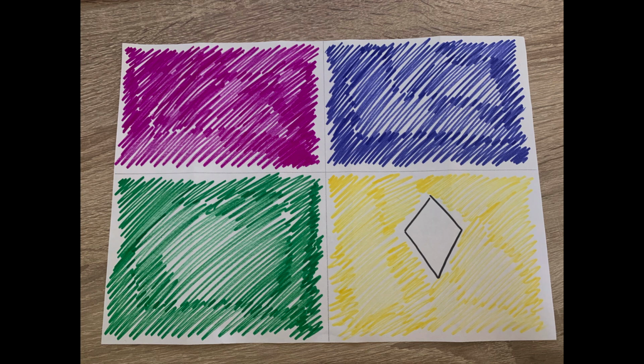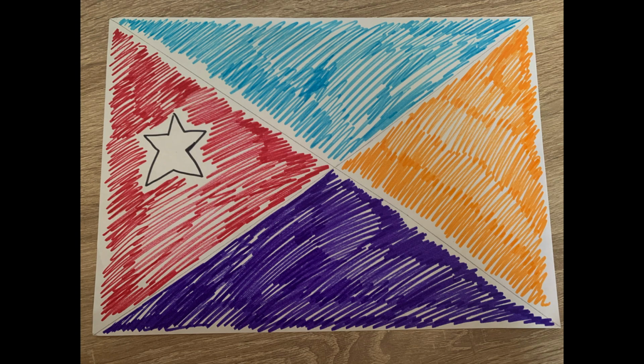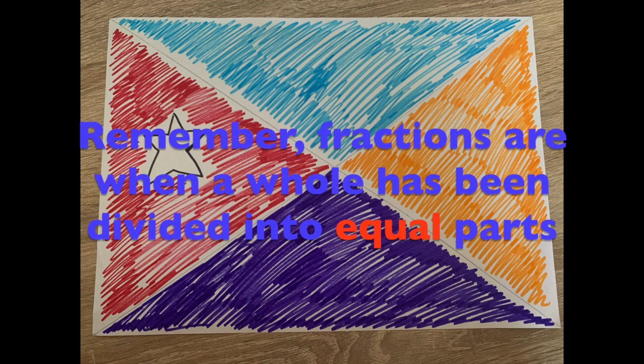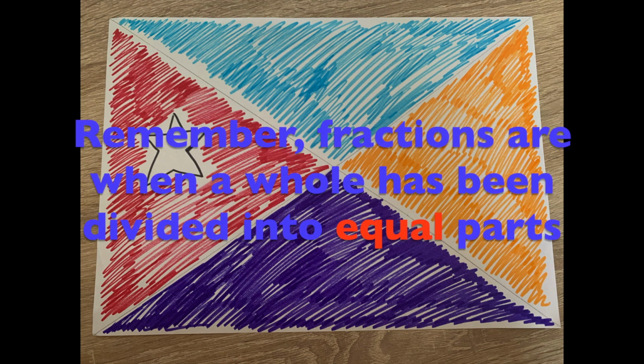Here are a couple of other flags that I made after the lesson, just to show you that you don't have to do horizontal or vertical stripes for your flag. You can also do more interesting shapes. So for example, in this one I've done rectangles, and in the next one I've done 4 triangles with a star on one of the triangles. So be as creative as you would like. But remember that for a fraction, each part has to be equal.